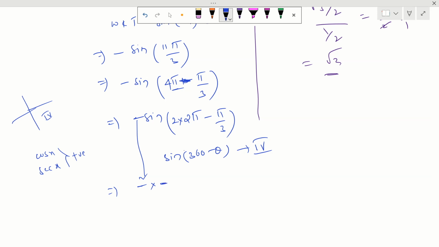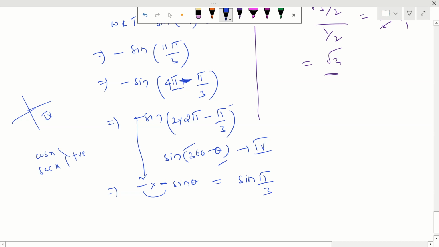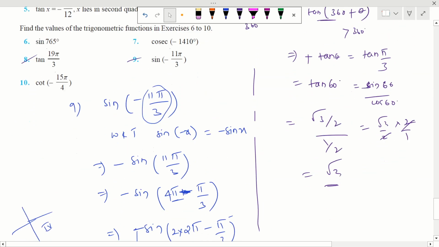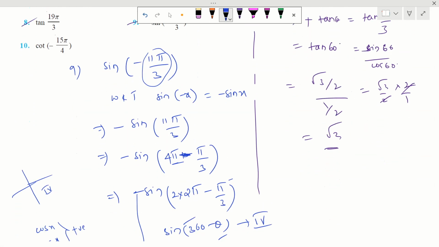And during the conversion, sine is sine only, then it is sine theta. So sine theta, minus into minus is positive. So positive sine theta is what? Pi by 3. Pi by 3 is 60 degrees. Sine 60 is root 3 by 2. Okay, understood. So and now the 10th problem.